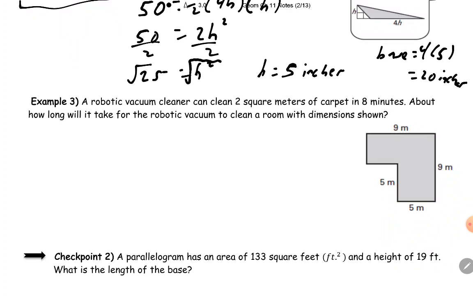Example 3, we got a Roomba, and it can clean 2 square meters of carpet in 8 minutes. About how long will it take for the robotic vacuum to clean a room with the dimensions shown? So whenever we have this, we need to split it into 2 parts that we can do. So this is a 5 by 5 square here, and if we take 9 minus 5, this piece would be 4. Okay, and then we need to find the area of 1 and 2 and add them together.